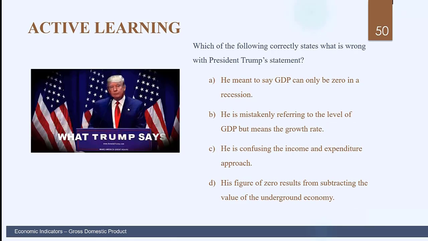Next question. Here you are asked to watch a short video clip of President Trump speaking about gross domestic product. Then you need to select which of the following statements on the right correctly state what error Trump has made in his statement.